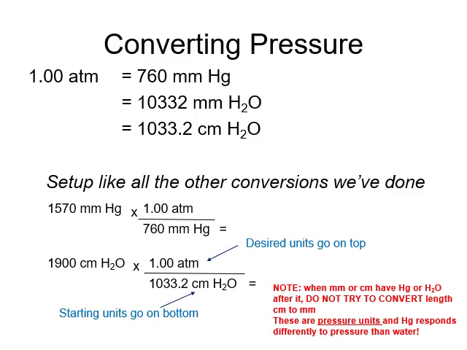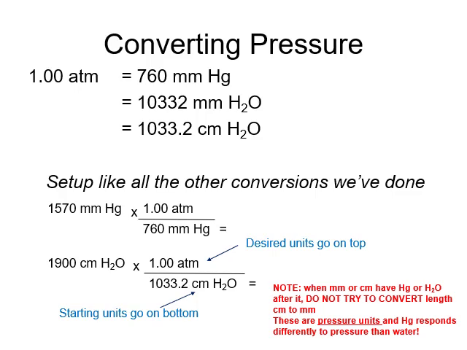So it's important to know our equalities, that 1 atmosphere is 760 millimeters of mercury. Also, another name for 1 millimeter of mercury is a torr, so it's also equal to 760 torr. That's equal to 10,332 millimeters of water, or 1,033.2 centimeters of water. So if the liquid was mercury, I would use the millimeters of mercury setting. If the liquid was water, I would probably use centimeters of water.